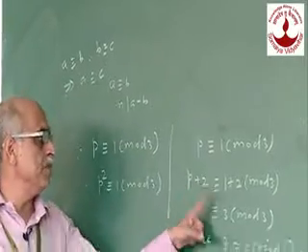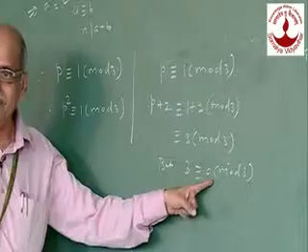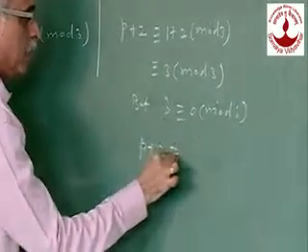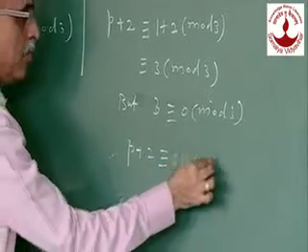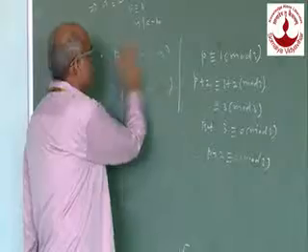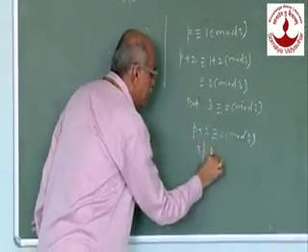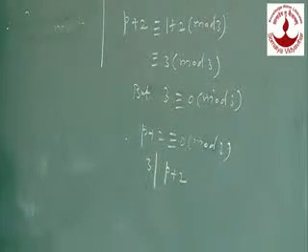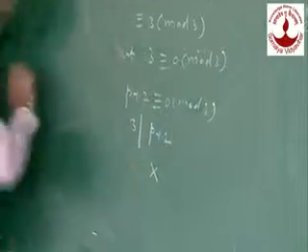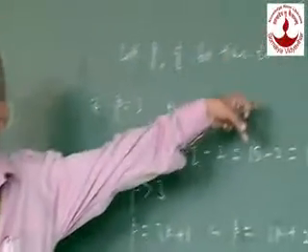So, P plus 2 is congruent to 3, and 3 is congruent to 0, which is the same as P plus 2 being congruent to 0 modulo 3. Now it is clear. We mean that 3 divides P plus 2, the difference, which is not possible because we have selected Q as the twin prime.